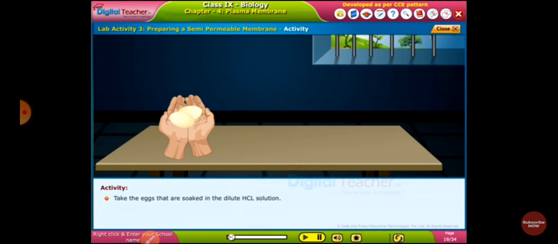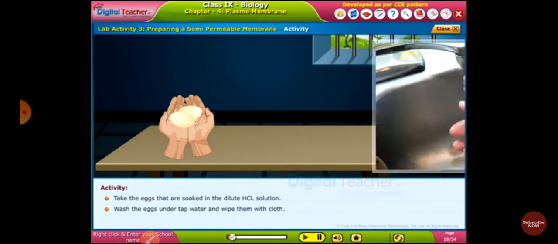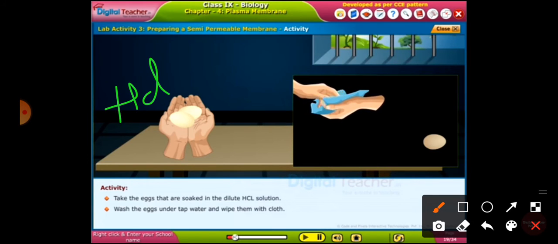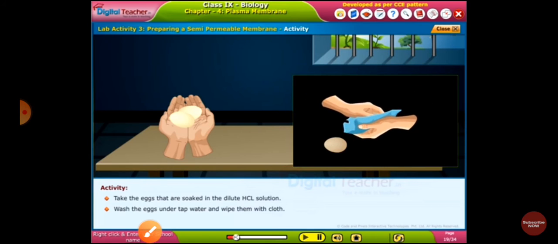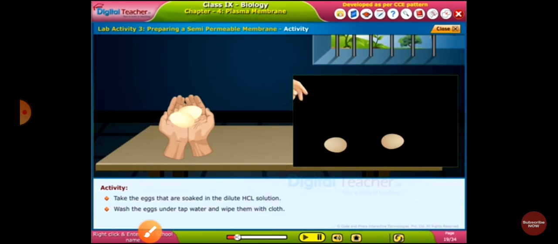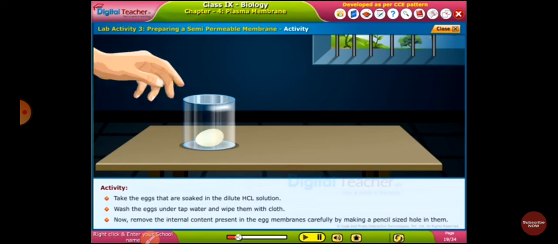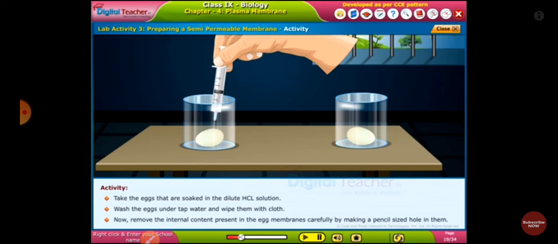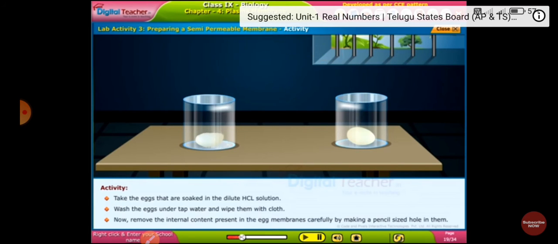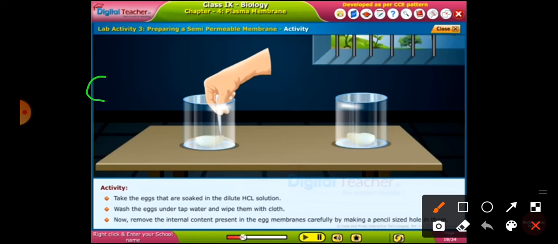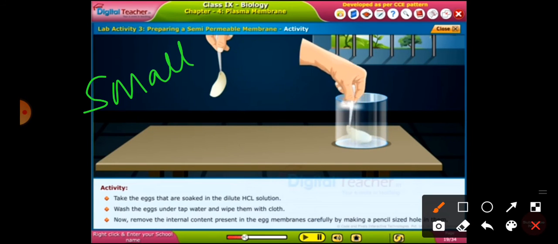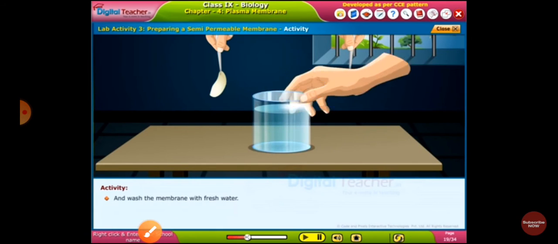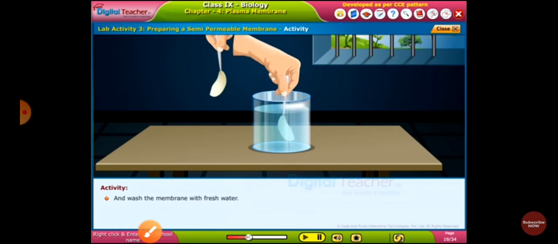Take the eggs that are soaked in the dilute HCl solution. Wash the eggs under tap water and wipe them with a cloth. Now, remove the internal content present in the egg membranes carefully by making a pencil-sized hole in them, and wash the membrane with fresh water.